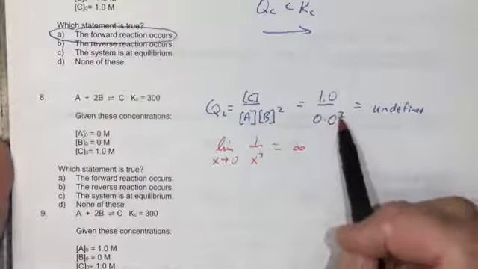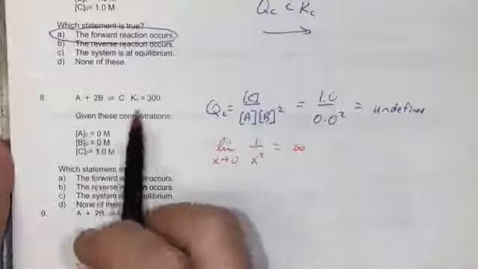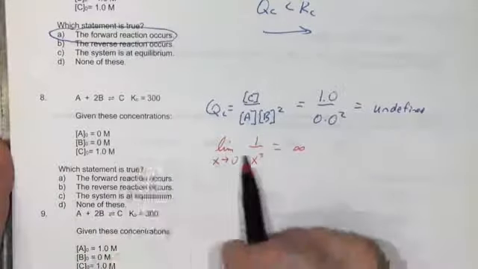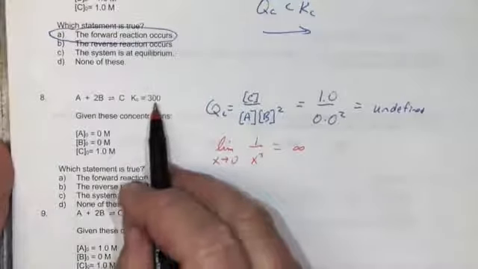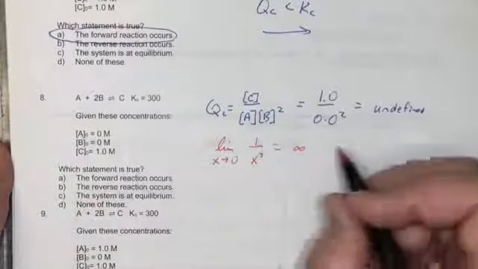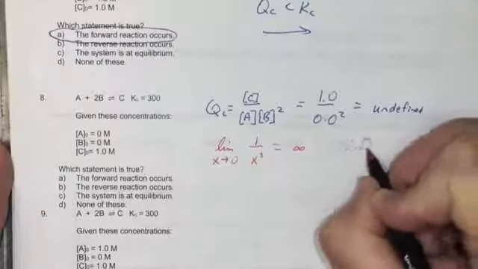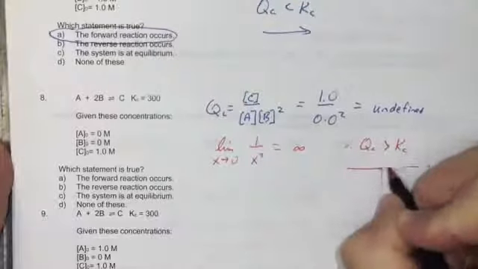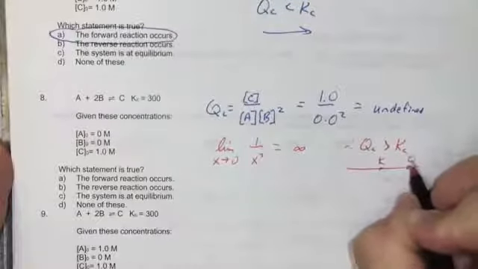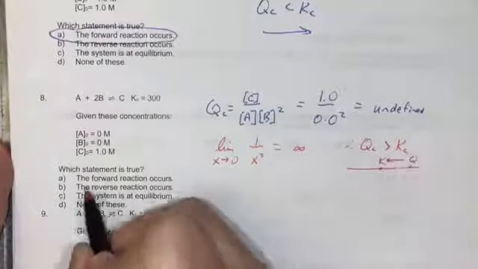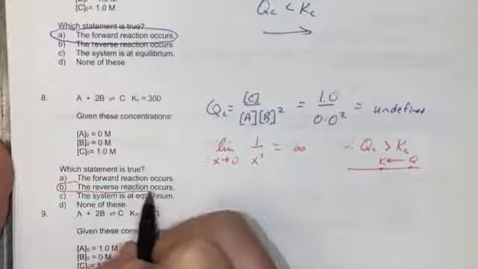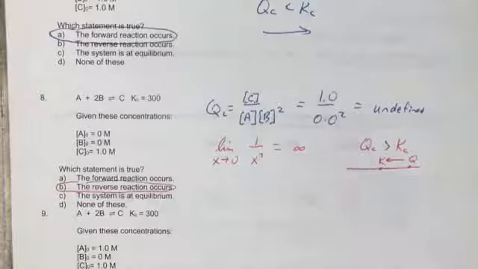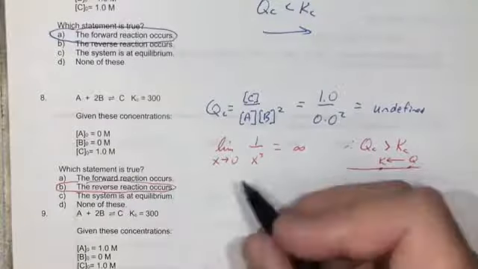And as we look at this, at equilibrium, you will always have some of everything. So which is bigger? Is infinity bigger or is 300 bigger? Well, infinity is bigger than 300. Therefore, Q is larger than K. And on the number line, if this is K and if Q is larger than K, then the reverse reaction is going to occur. Now, don't let the fact that this is undefined bother you. If you have 0 in the denominator, it's going to go in the other direction.